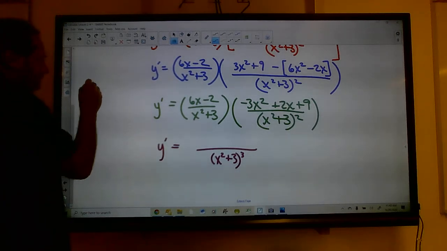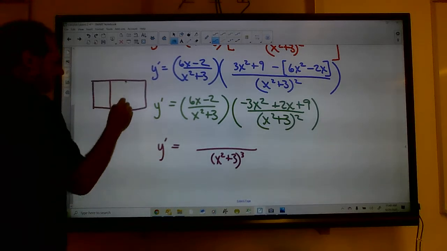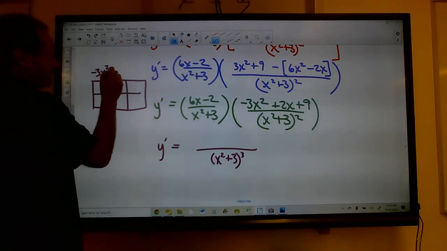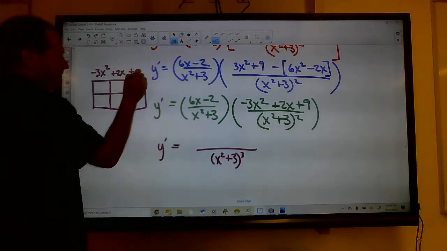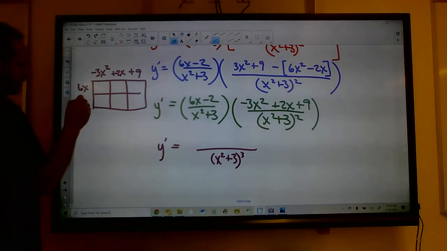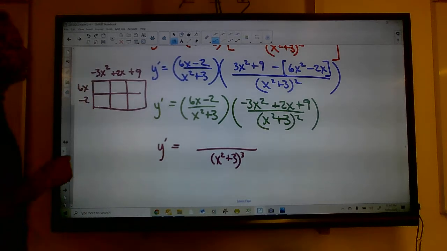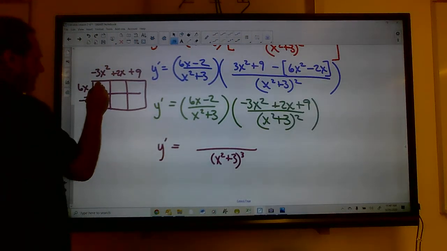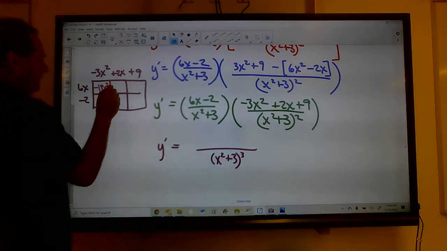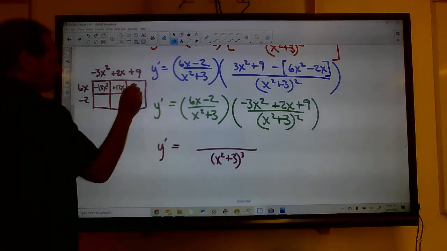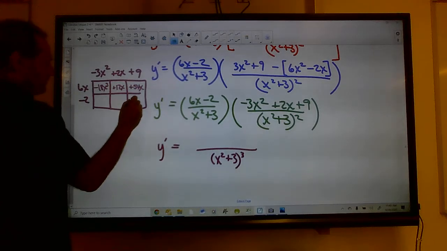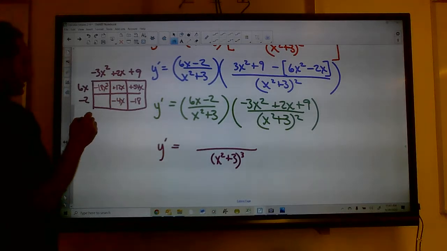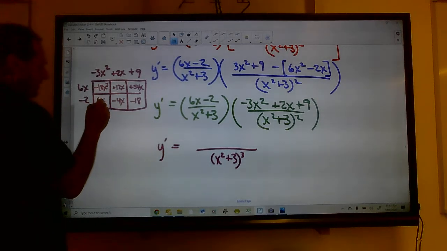I know you guys like to box stuff up, so you can take this over here. And you could multiply this out. So this would be negative 18x cubed plus 12x plus 54x. This would be minus 18. This would be minus 4x. And this would be 6x squared.